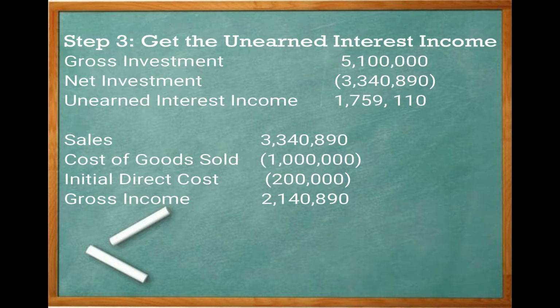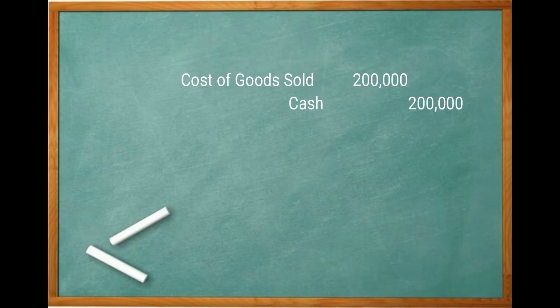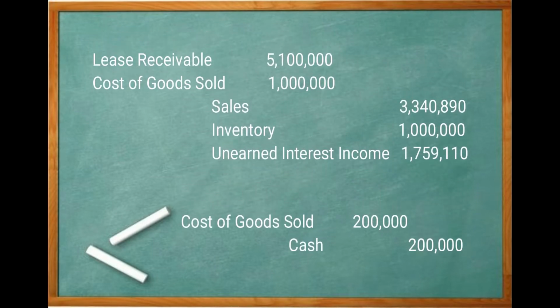Sales na 3,340,890 minus the cost of goods sold na 1 million and minus natin yung initial direct cost na 200,000 to get the 2,140,890. Pagkatapos nating makompute ang lahat ng to, pwede na tayong mag-journal entry.